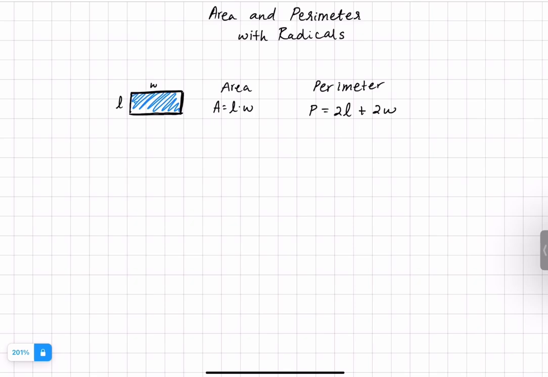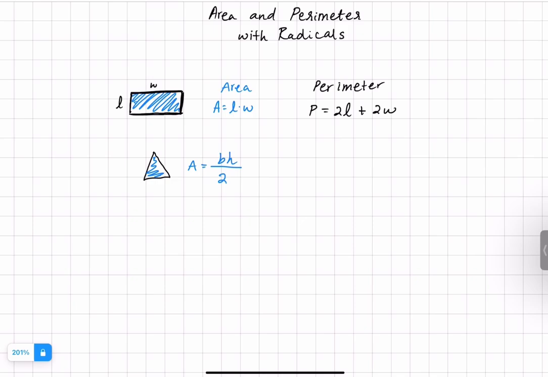Okay, now what about a triangle? So let me just color code this real quick. Okay, there. So for a triangle, the area would be the formula of an area triangle. Sorry, the area of a triangle would be base times height over 2.